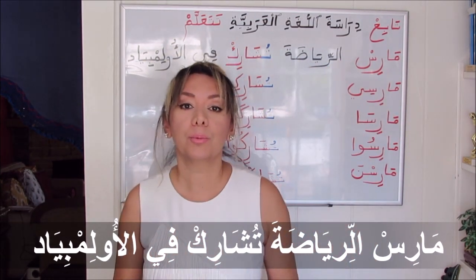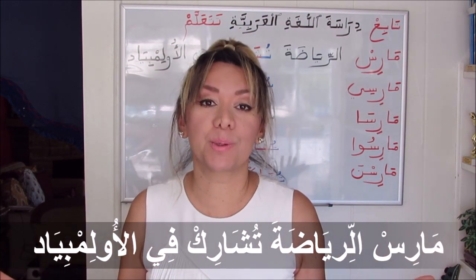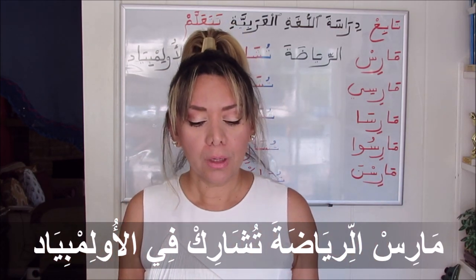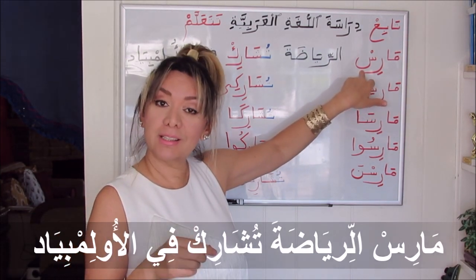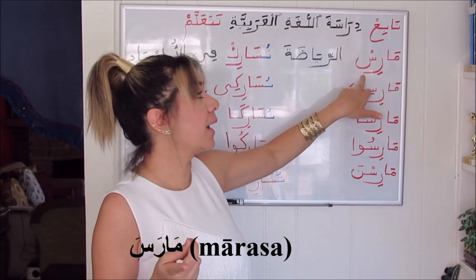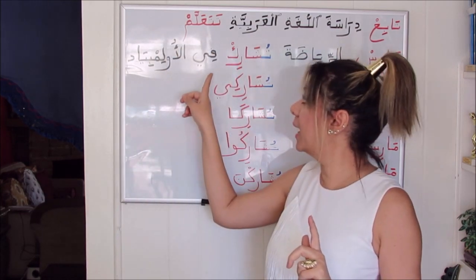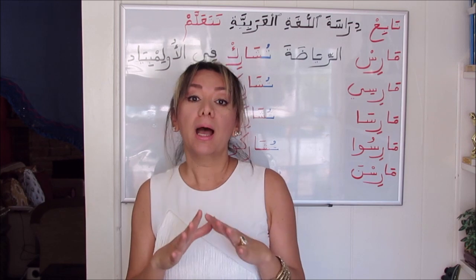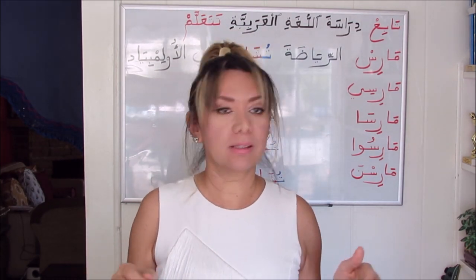مارس, from the verb مارس, to practice sports, form 3, in the imperative. So مارس الرياضة, so I am addressing second person, masculine singular, أنت. Practice sports, and what's gonna happen? تشارك في الأولمبياد. تشارك, and you will participate in the Olympics.